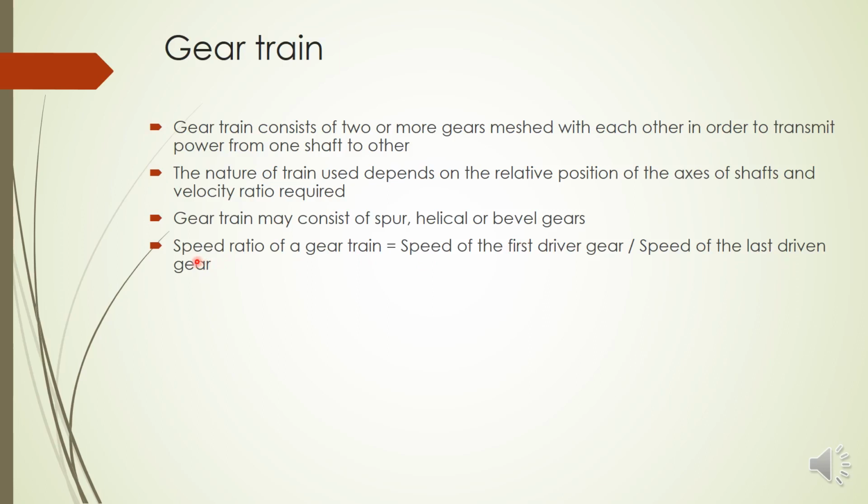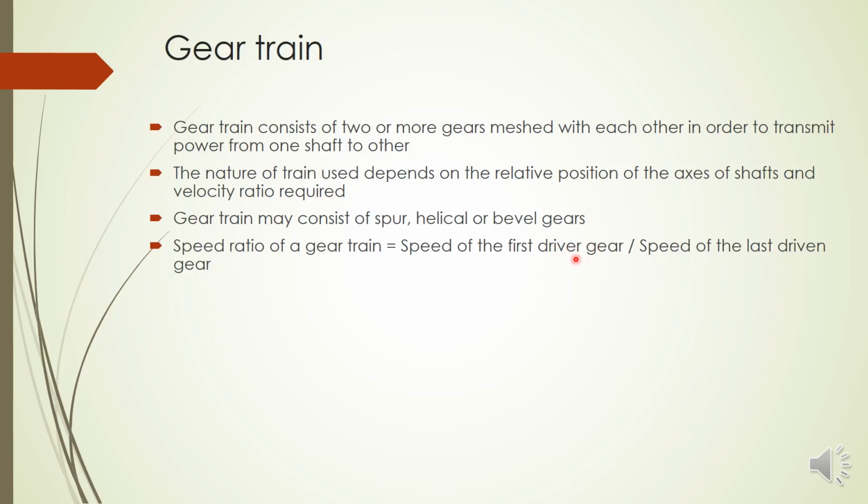And another important parameter in gear train is speed ratio. So what do you mean by speed ratio in a gear train? In a gear train, there will be a large number of gears. So we have to define the speed ratio of a gear train. It is defined as the ratio of the speed of the first driver gear. We have to take the speed of the first driver gear because there will be a large number of driver gears in that gear train, and similarly a large number of driven gears will be there.